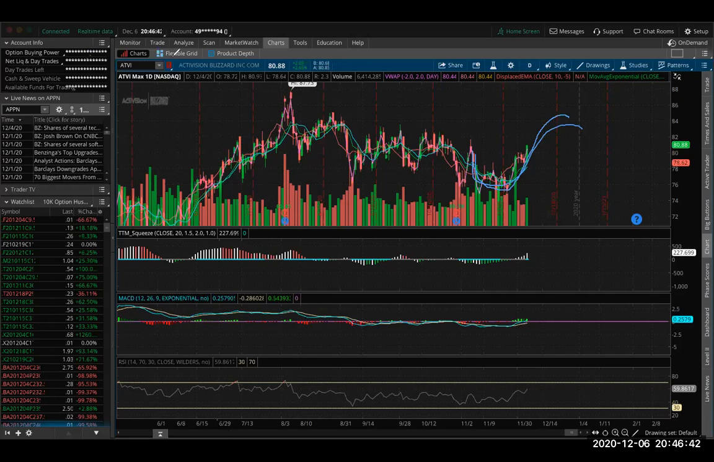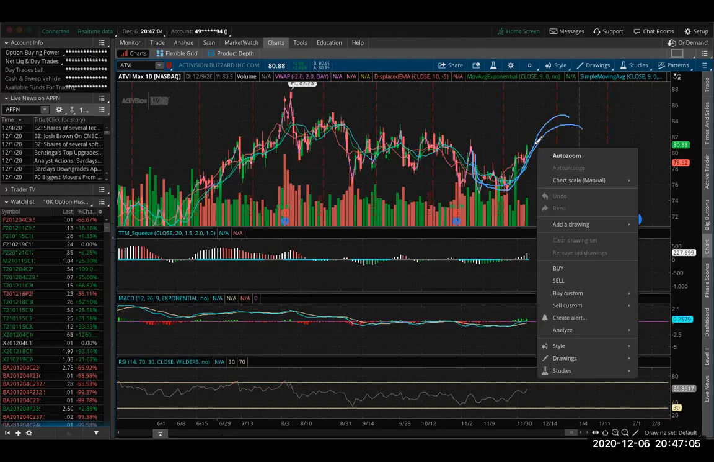My screen's frozen, so it's because I'm annotating. Okay. Yep, he did. Already up 20%. I wish I had gotten in on that. I didn't even look at the cup and handle. Do you still think it has room to run?